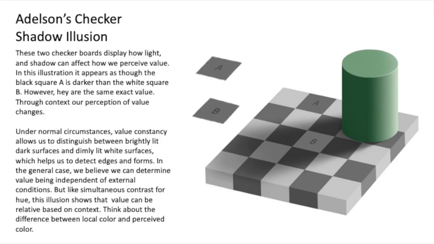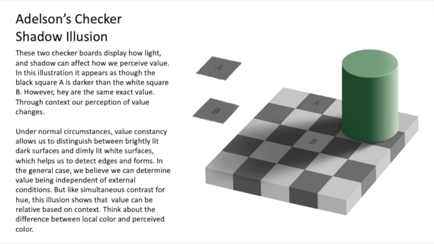This phenomenon can be explained by Adelson's checker shadow illusion. These two checkerboards display how light and shadow can affect how we perceive value. In this illustration, it appears as though the black square A is darker than the white square B. However, they are the exact same value. Through context, our perception of value changes.